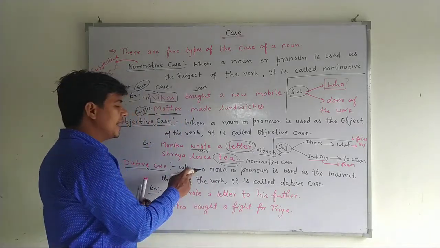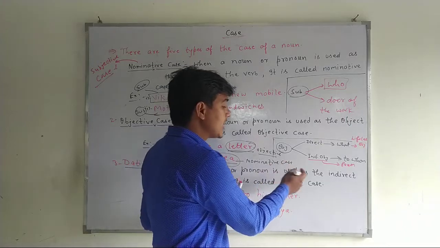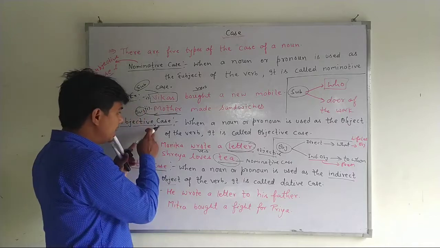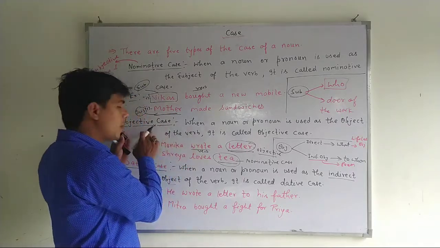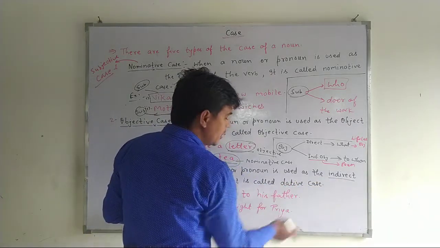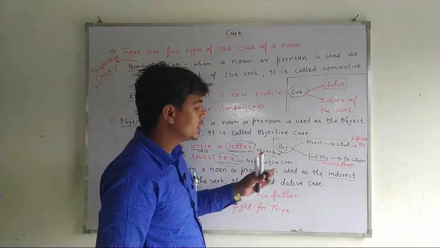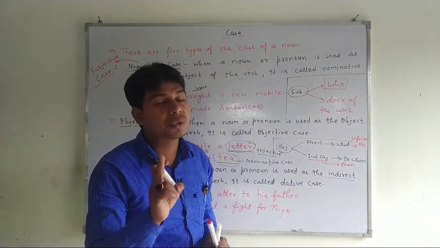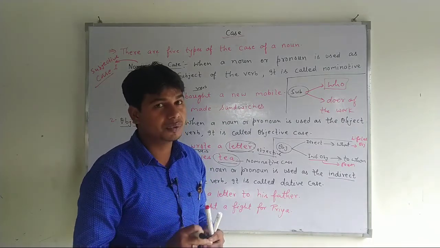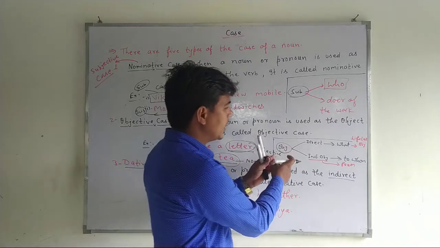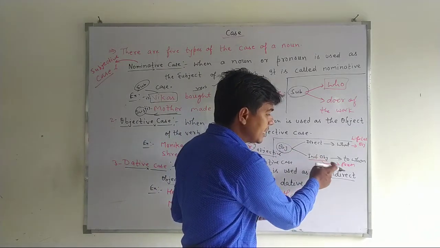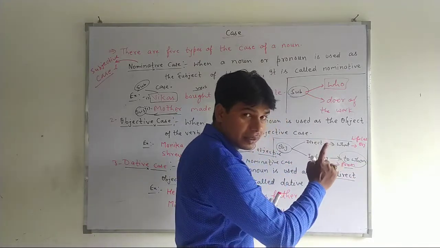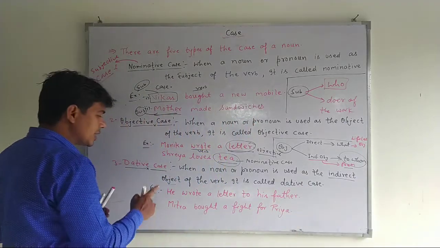So listen, when a noun or pronoun is used as the indirect object. Above we were asking the direct object, and here we are asking about the indirect object. When a noun or a pronoun is used as the indirect object of the verb, that is known as the dative case of the noun. Is that clear? And I have told you already that the indirect object always gives the answer to "to whom", and it will always be a person, a living being. So just see the example.